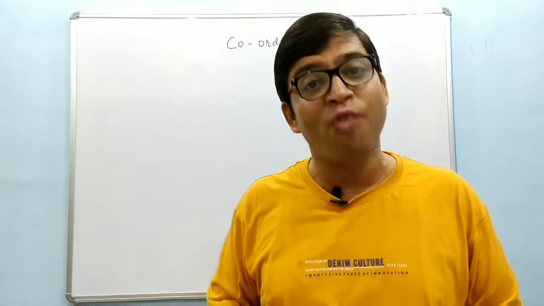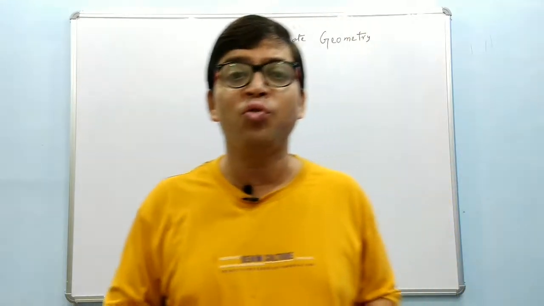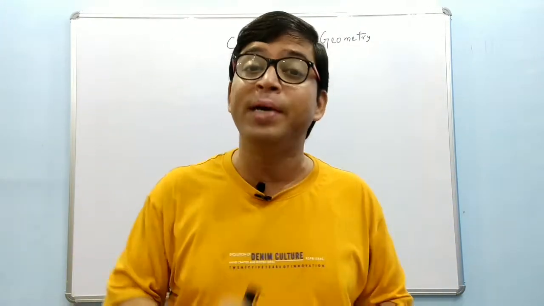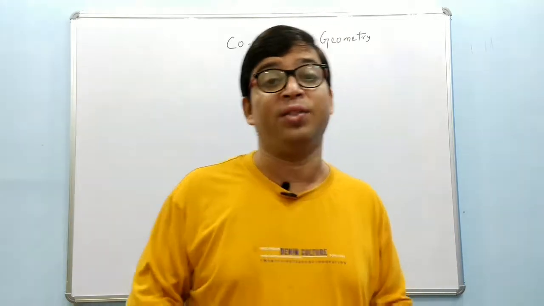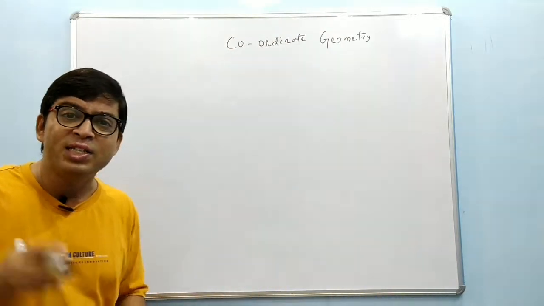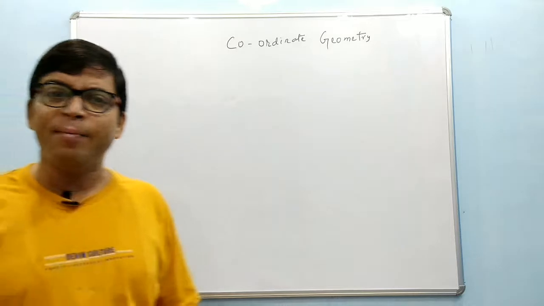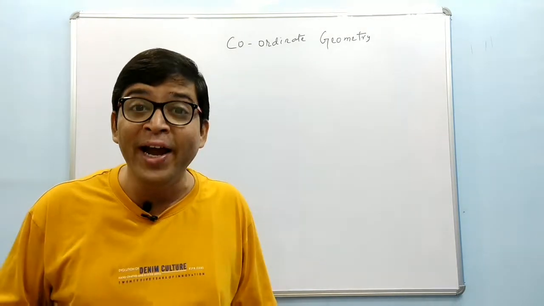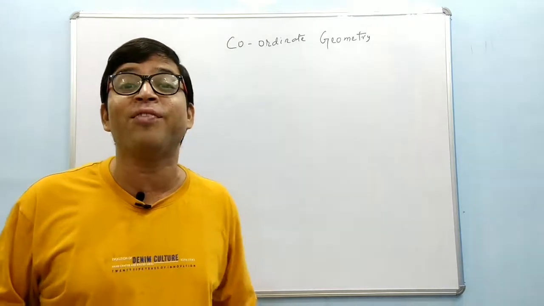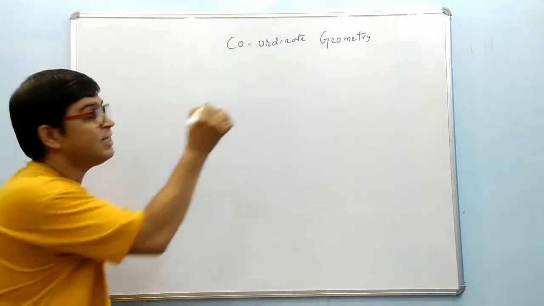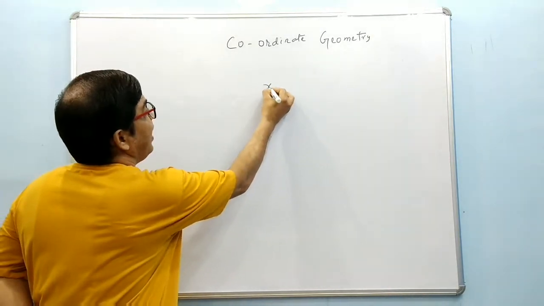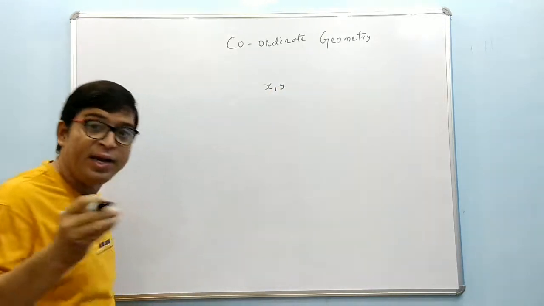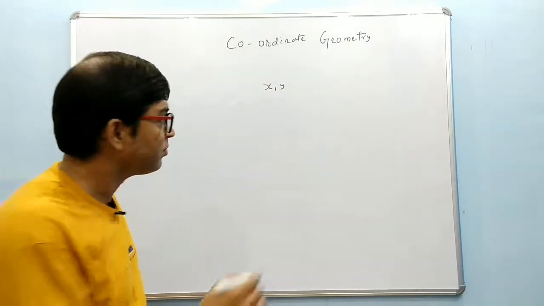in terms of x and y. Firstly, we have to understand what the basics of coordinate geometry are. The first geometrical figure that comes to your mind is a point, and the point is designated as x, y in coordinate geometry.